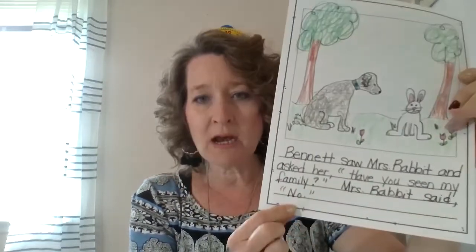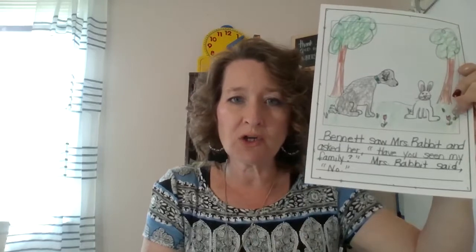So I showed you the first thing that happened. Bennett saw Mrs. Rabbit and asked her, "Have you seen my family?" And look, I used those quotation marks around my words because this is him talking. Mrs. Rabbit said, "No." And I've used those quotation marks around her because that's our dialogue where the person is talking. So today we're going to keep on going because remember, we need three things to happen, and that's only one. He's only seen Mrs. Rabbit. So now today he's got to finish the other two parts. We got to see what happens. So let's get busy writing.